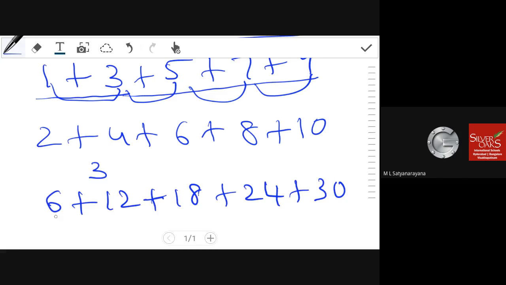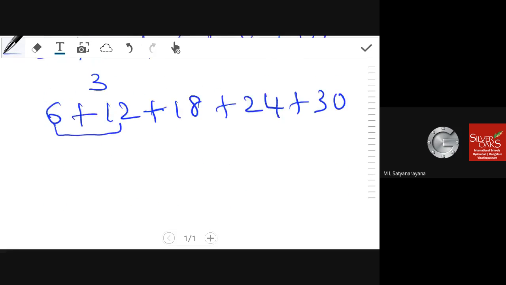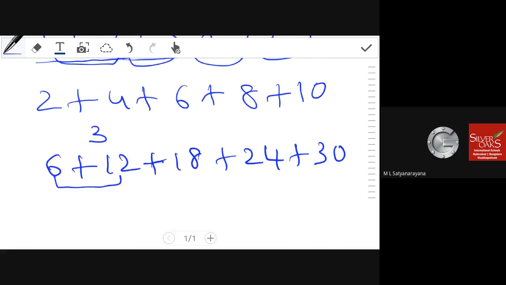Yes, see the difference. 12 minus 6 is 6, 18 minus 12 is 6, 24 minus 18 is 6, 30 minus 24 is 6. Still it is in AP. Now take the same series again. Here only we'll take.